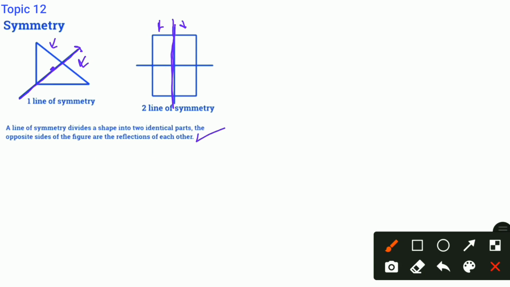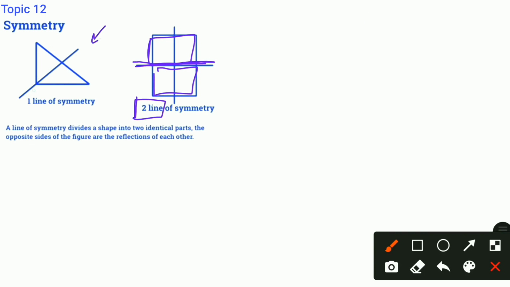You can pass the line two times. If you pass the line one time, then these two parts will look the same, and if you pass from here on this side, then these two parts will look the same. So we can say that we can pass two lines to make a symmetry. So there are two lines of symmetry.